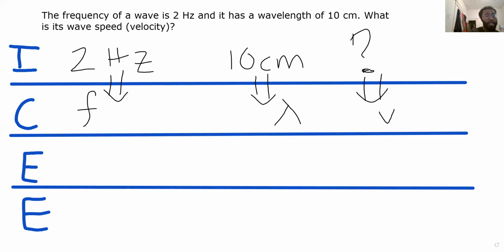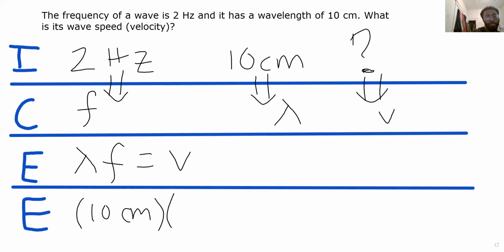Now we're going to go ahead and equate. So we're going to choose an equation. Now there's only one equation we have that solves for velocity. So we're going to put that here. And now we just go ahead and plug in everything to solve. So we have 10 centimeters for our wavelength. Our frequency is 2 hertz. And the velocity is what we're solving for.